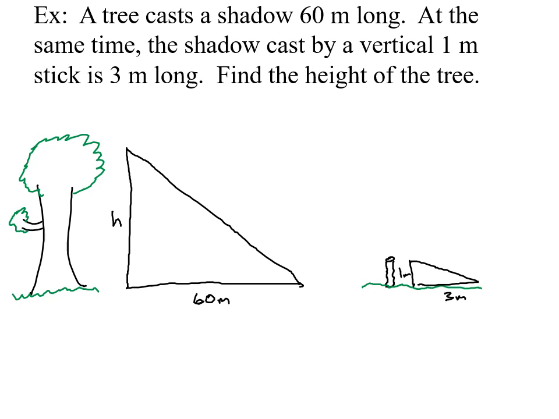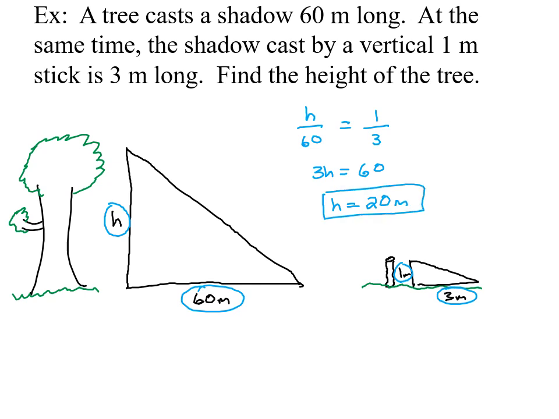And so we're going to do the same thing with the ratios. I can divide the h over the 60 and the 1 divided by the 3. Or you might say, well, could you divide h divided by 1 and 60 divided by 3? Yeah, you could. It doesn't really matter. Like I said, you can really mix and match them any way you want to. So you'll get 3h equals 60. So h was 20 meters. That tree is 20 meters tall.